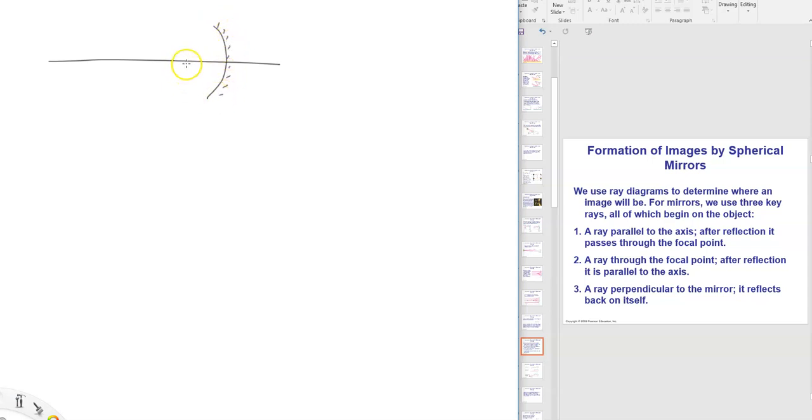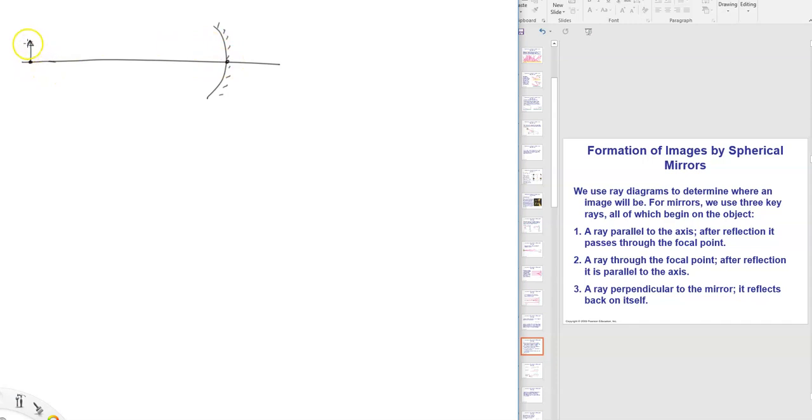A ray parallel to the axis, I'm talking about point 1, a ray parallel to the axis, after reflection, it passes through the focal point. So let's say here we have an object. This is the object, right? So this distance from this point to the center of the mirror, that's the object distance.